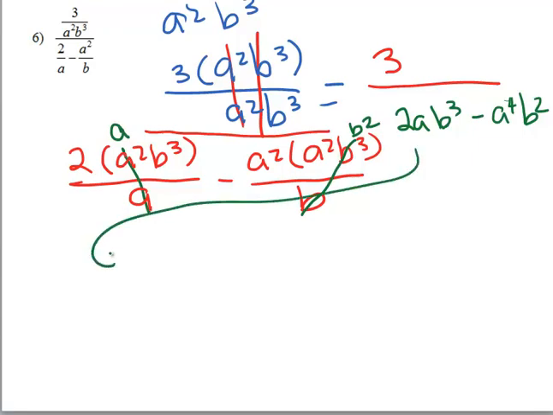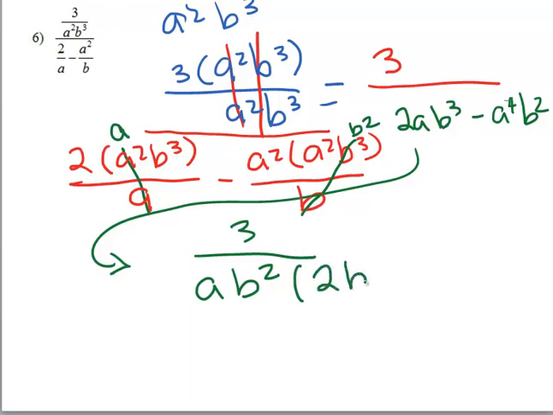And what I can do when I come down here, the 3 will stay the same, but I can factor out, let's see, I can factor out an a, and I can factor out a b squared, and that'll leave behind 2b minus a to the third, and I'm done. And that's the answer I have in the answer book. I'm so proud. So go ahead and copy.